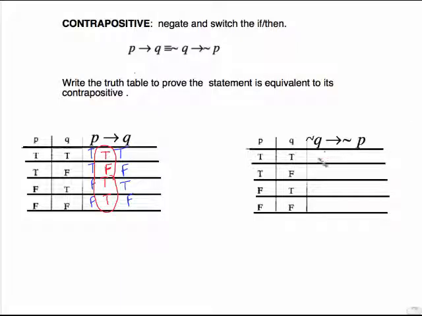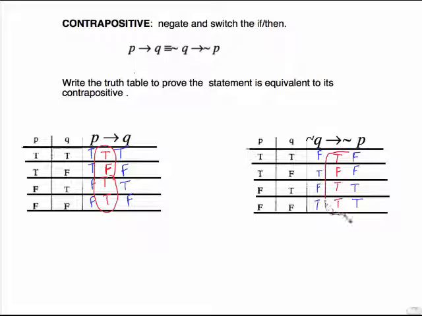Same work over here, but I need to have a column for not Q, which is flip-flopping those. So this column will go false, true, false, true. This is also not P, so swap all those, become F, F, T, T, and I need to do the conditional with those two blues. The conditional is only false if the premise is true and the conclusion is false. So this is false, and the rest of these are true.